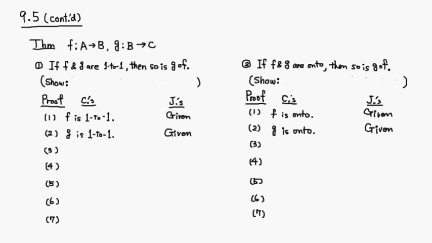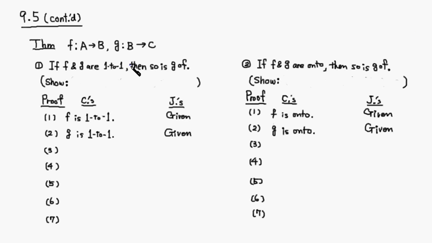Okay, let's look at section 9.5 continued. Alright, so let's try to prove these couple of theorems. Let's say f is a function from A to B, and g is a function from B to C. Then statement 1: if f and g are both 1 to 1, then the composition g of f is also 1 to 1. So let's try to prove that.